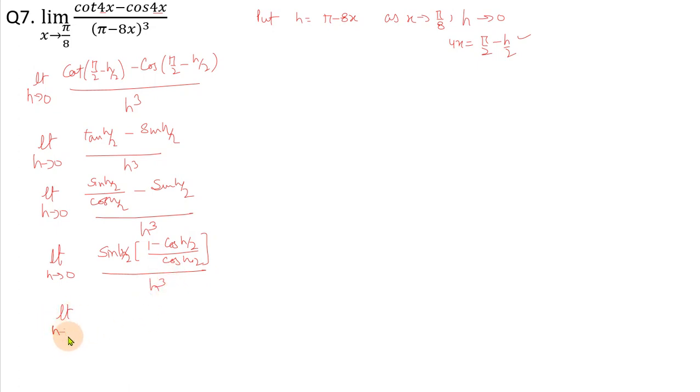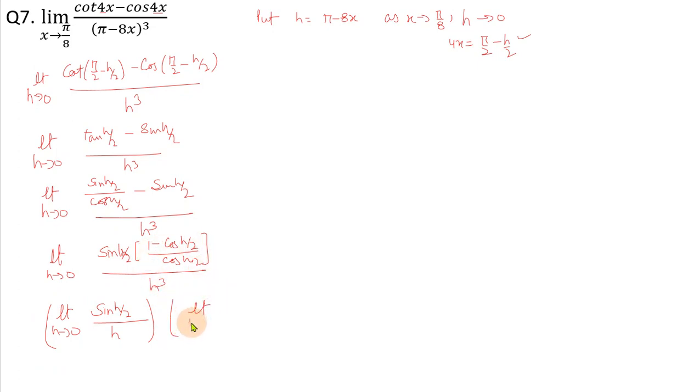Further, this is limit h approaches 0, sine h by 2. I am going to write one h below this term, sine h by 2, because this is h cube, so we can write it as h into h into h. So one h is adjusted with sine h by 2, and 1 minus cos h.